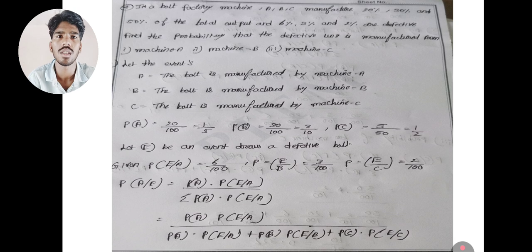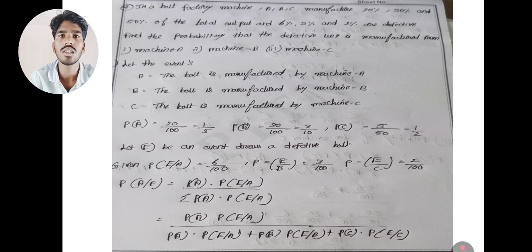And the problem is: in a bolt factory, the machines A, B, C. There are three machines, and first I will read the problem, and after that I will explain to you. In a bolt factory, machines A, B, C manufacture 20%, 30% and 50% of the total output, and 6%, 3% and 2% are defective. Find the probability of a defective unit being manufactured from machine A, B, C.